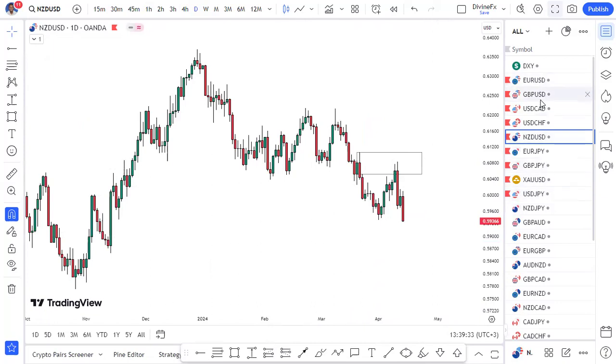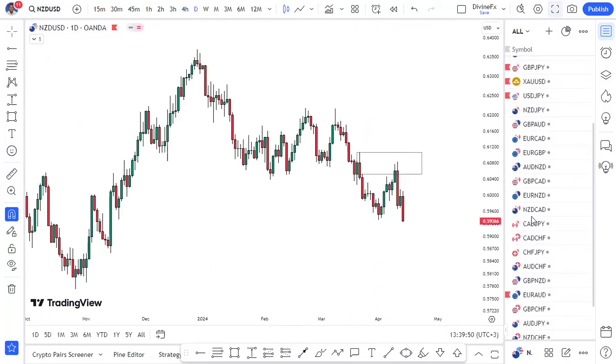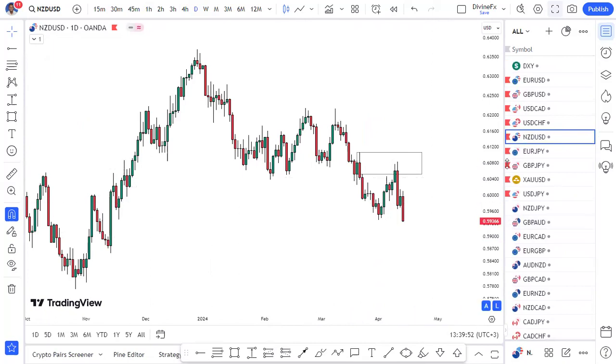So on EURUSD, GBPUSD, NZDUSD and AUDUSD, I'm suggesting you look only for selling opportunities. And USDCHF, USDCAD, USDJPY, keep looking for buying opportunities only. That is what I could advise you. Also, this was in USD pairs together with the dollar index.